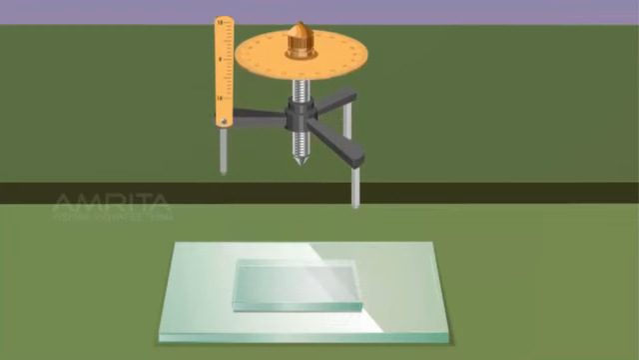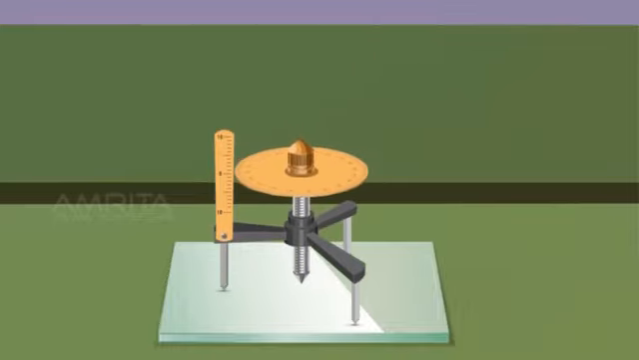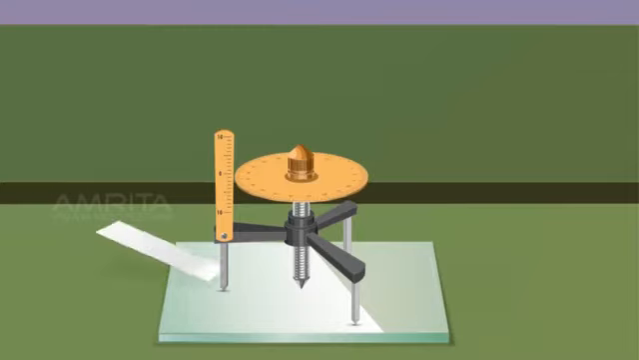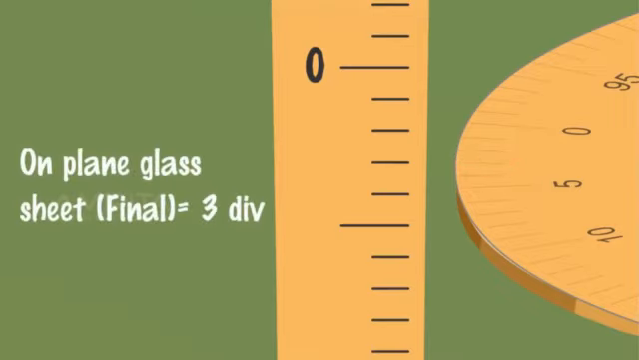Remove the glass strip from below the screw and turn the screw downwards and count the number of complete rotations made by the disc. Confirm the space between the legs using a paper. Note the reading of the circular scale which is finally in line with the pitch scale.